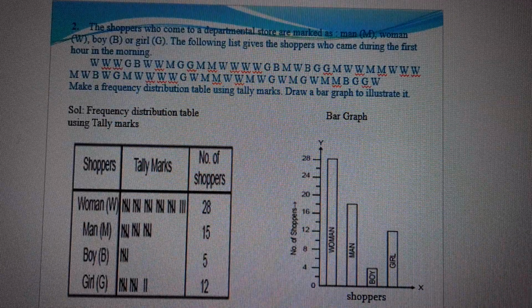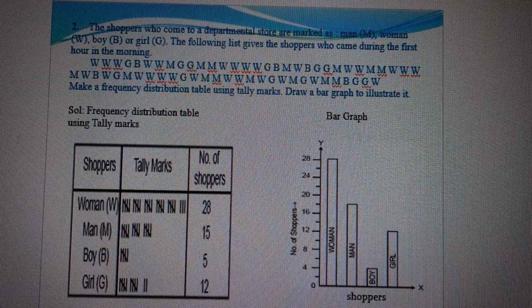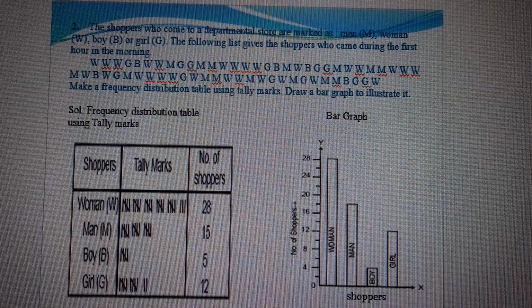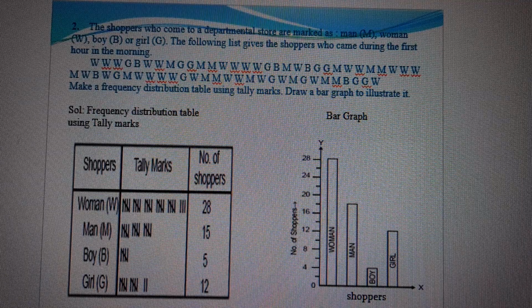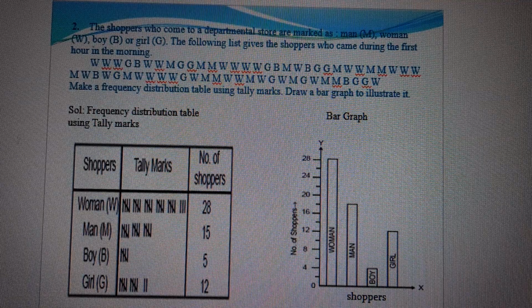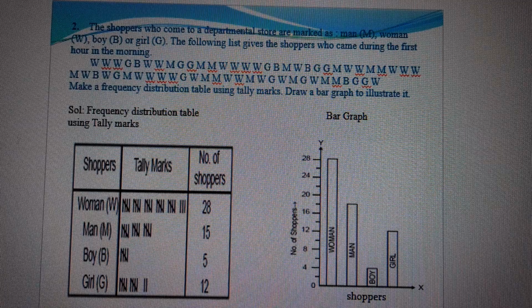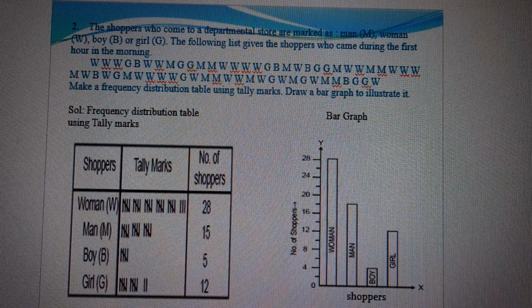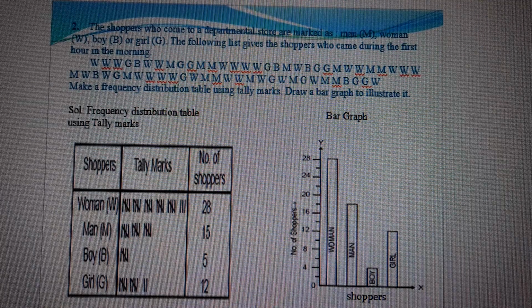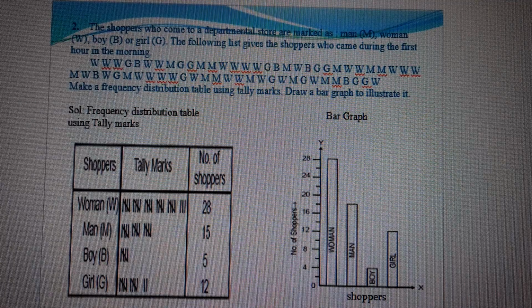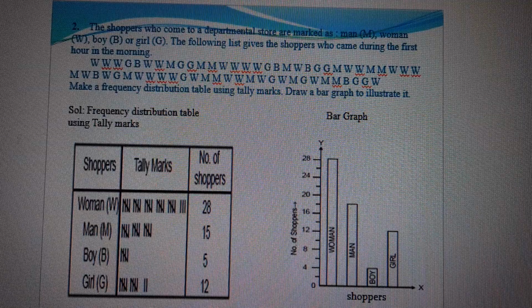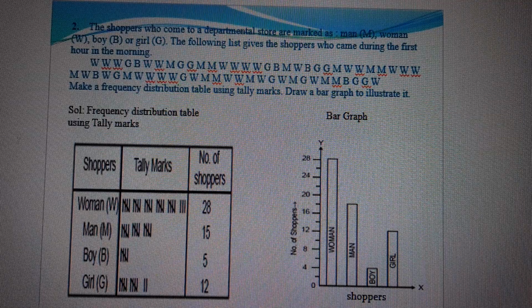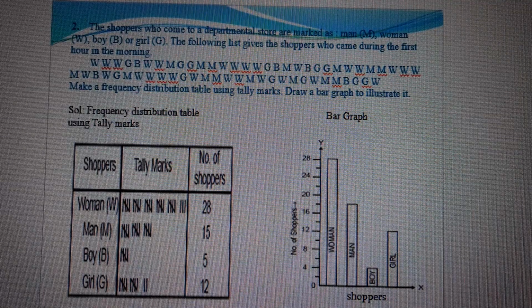Next question we have: the shoppers who come to a departmental store are marked as men for capital M, women capital W, boy capital B or girl capital G. The following list gives the shoppers who came during the first hour in the morning. So this information is given. Make a frequency distribution table using tally marks. Draw the bar graph to illustrate it.